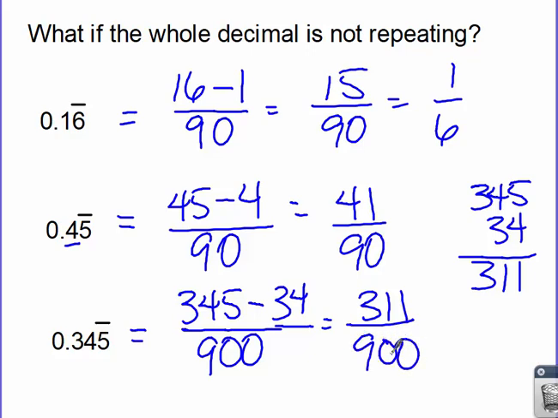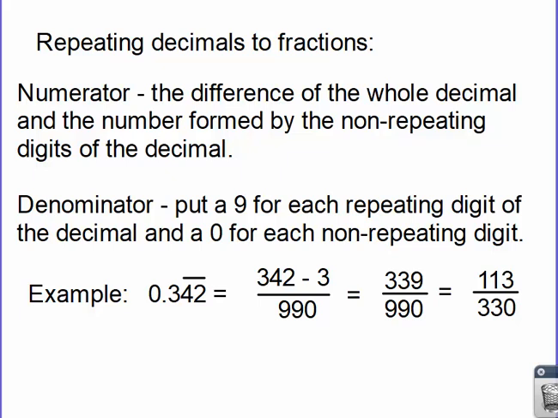So in order to write a repeating decimal where only part of the decimal repeats, for the numerator, you find the difference between the whole decimal and the number formed by the non-repeating parts of the decimal. For the denominator, you put a 9 for each repeating digit and a 0 for each non-repeating digit.